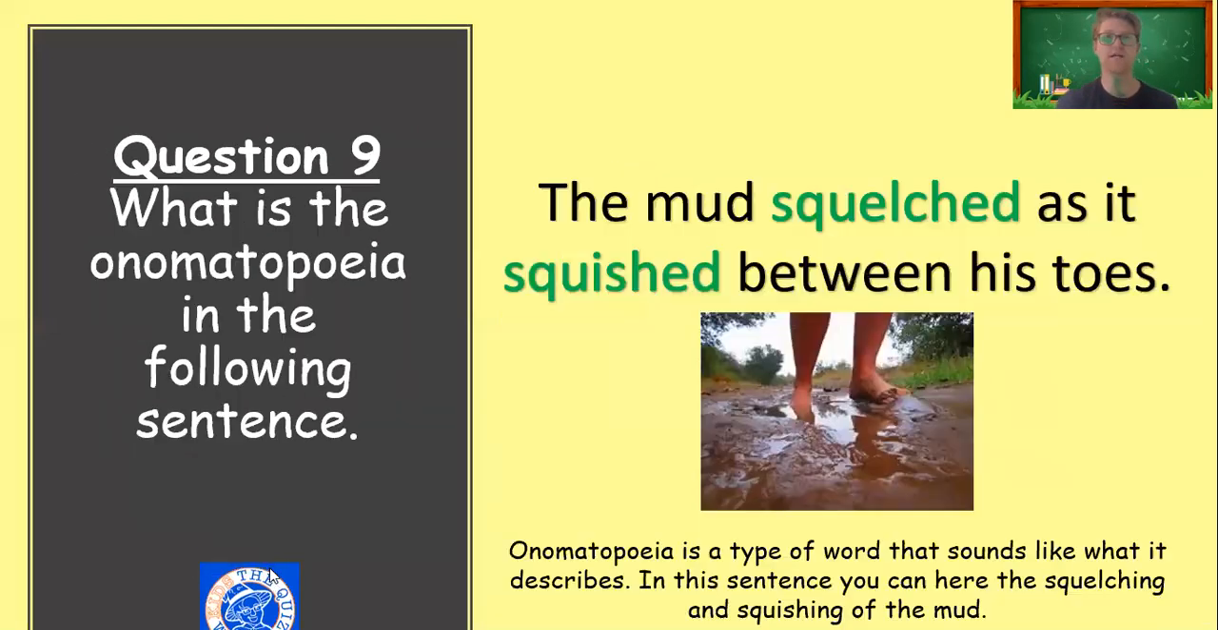Sorry about that. Question 9. What is the onomatopoeia in this sentence? The mud squelched as it squished between his toes. So the answers are squelched and squished. Onomatopoeia is a type of word that sounds like what it is describing. So in this sentence, you can hear the squelching and squishing of the mud.